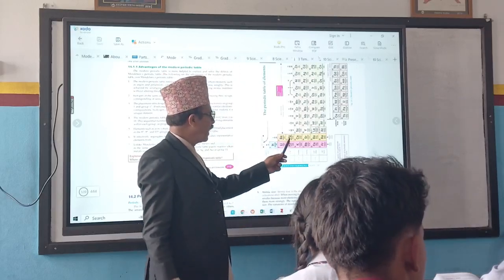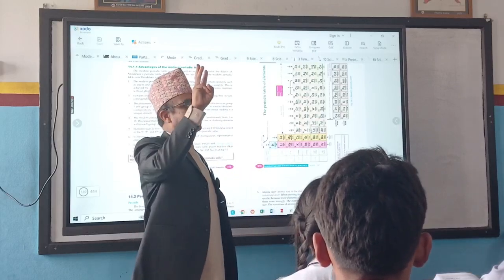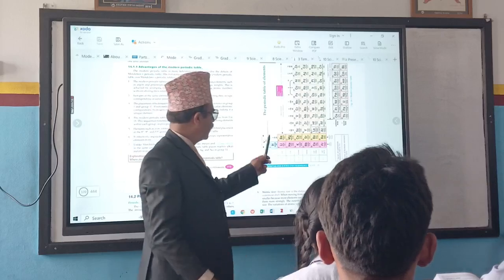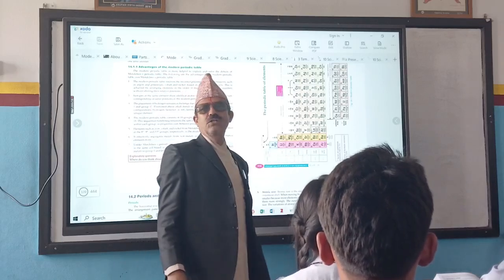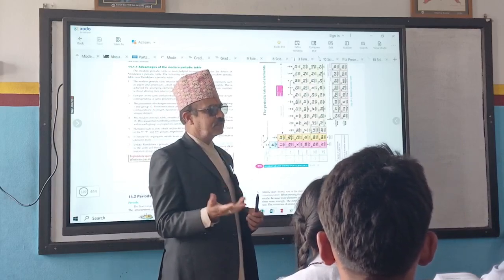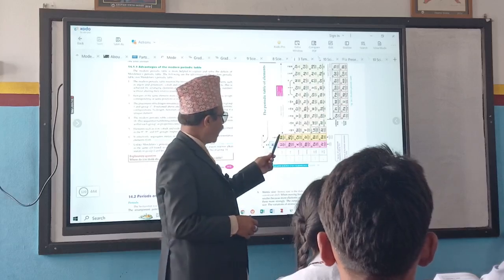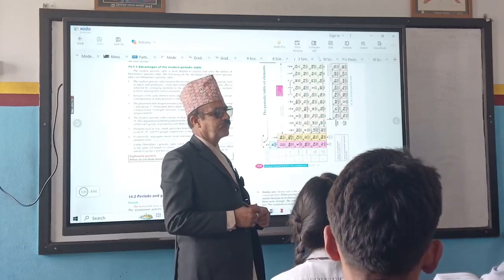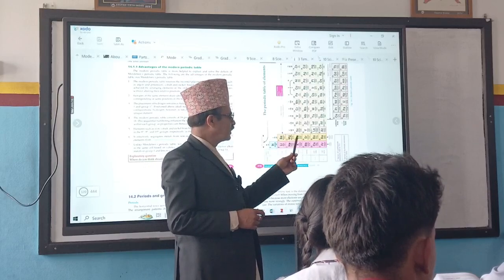Here is beryllium, magnesium, calcium. Let's take these 3. Beryllium, magnesium, calcium. Whose atomic size is largest? As the atomic number increases, atomic size also increases. So among these 3, which is more reactive? Beryllium, magnesium, calcium.